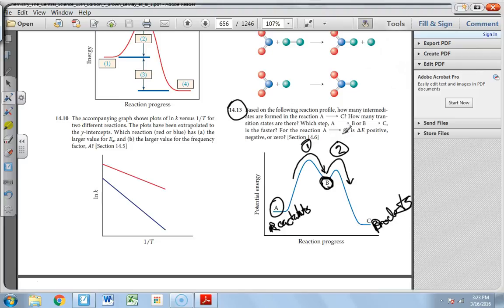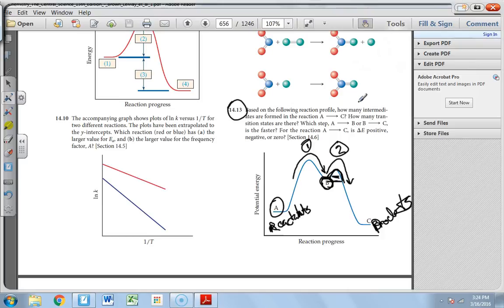or B, B or C, is faster. Okay, well, B to C is going to be faster. A, it takes less energy for it to get over the activation energy, and number 2, the width of this hump is less wide. Okay, so the narrower the hump, the less time it's going to take.